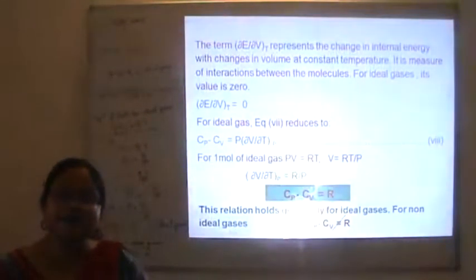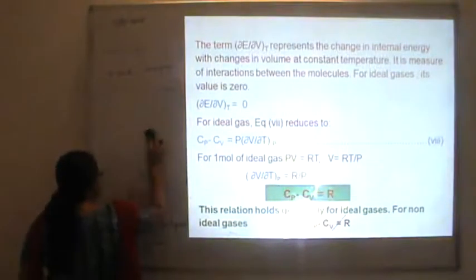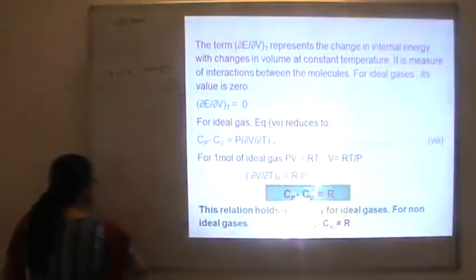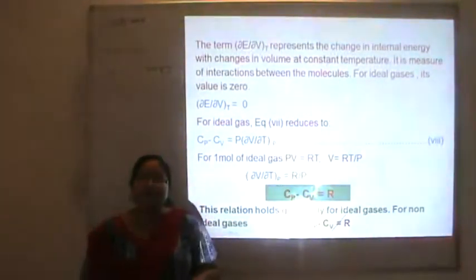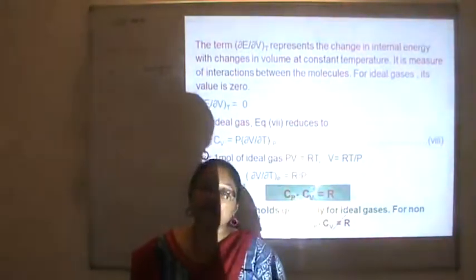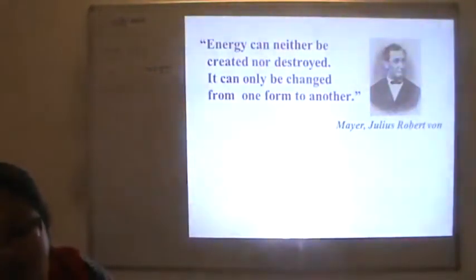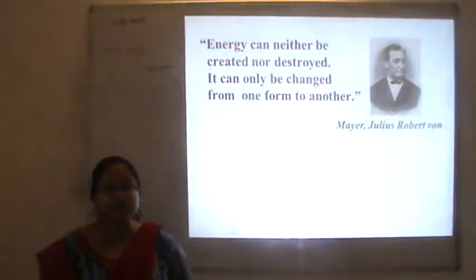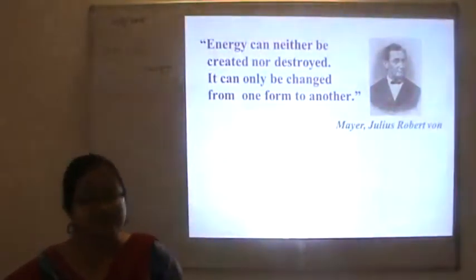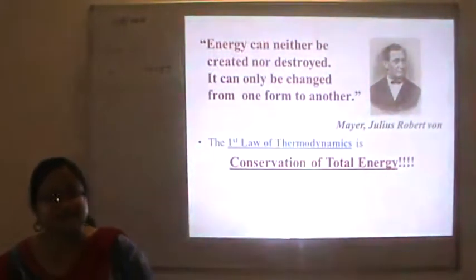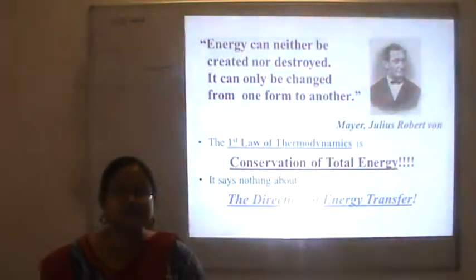Now we will start the second law of thermodynamics. So what is the first law of thermodynamics? The first law of thermodynamics tells us about the conservation of energy. But this first law doesn't tell about the direction of energy transfer, and for that reason only the second law of thermodynamics was conceived. This is the statement by Julius Robert von Mayer: energy can neither be created nor destroyed. It can only be changed from one form to another. That means the first law of thermodynamics is conservation of total energy, but it says nothing about the direction of energy transfer.